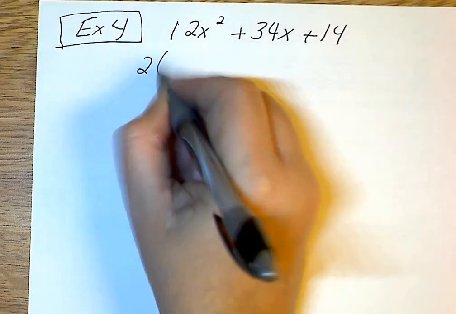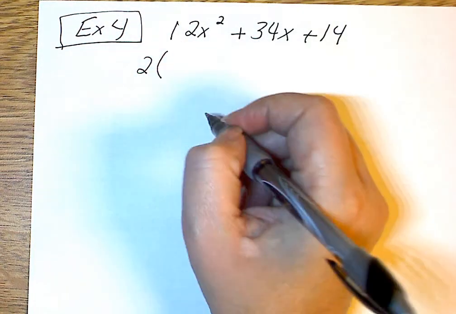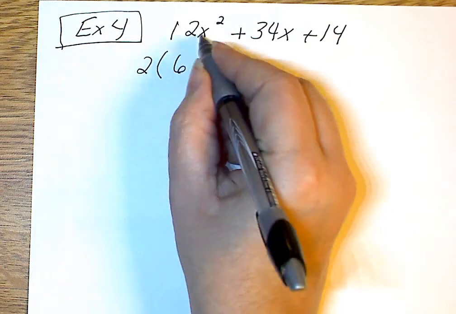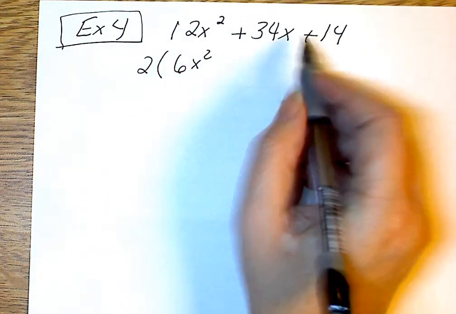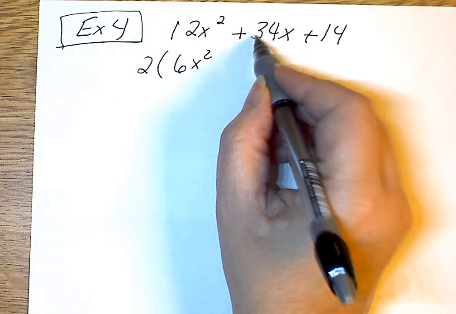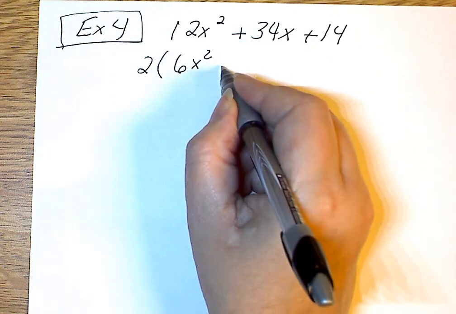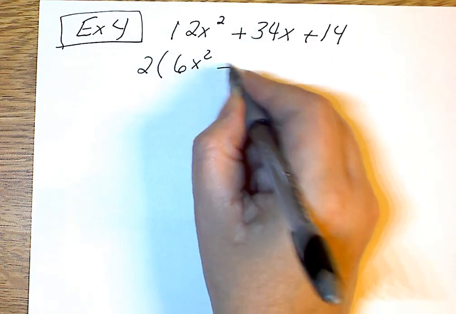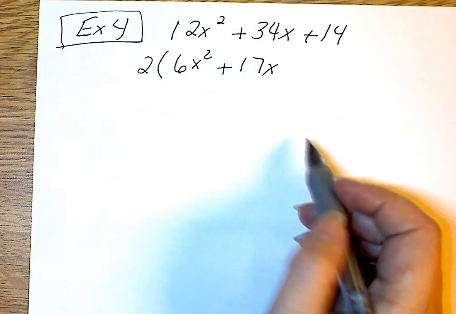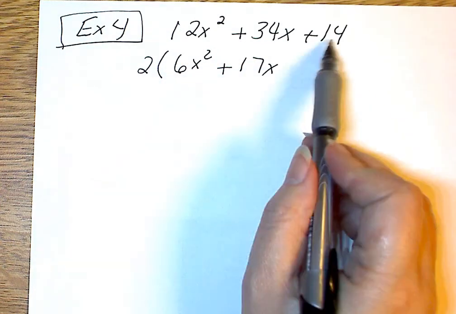2 times what gives me 12? 6. And then we add our x squared. 2 times what gives me 34x? 17x. And 2 times what gives me 14? 7.